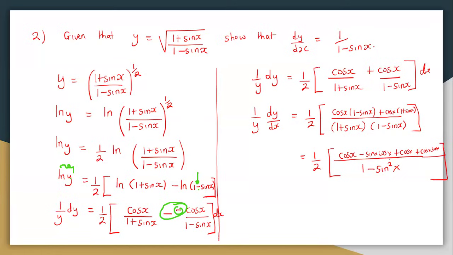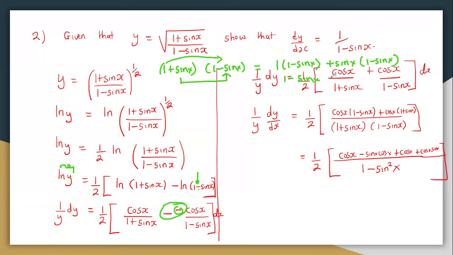Hope everyone is following. When you have 1 plus sine of x and 1 minus sine of x, the moment you open the brackets, you have this 1 multiplying everything, 1 into 1 minus sine of x, then this sine x multiplying everything, which is plus sine of x into 1 minus sine of x. So when you open, you have 1 minus sine of x plus sine of x minus sine squared of x. So these two will cancel and you remain with 1 minus sine squared x. So that's where we are getting it.